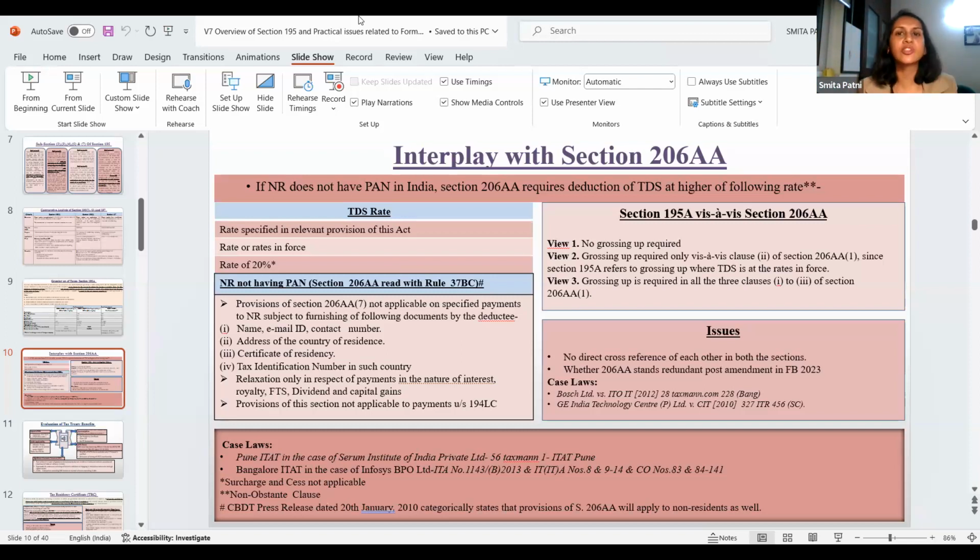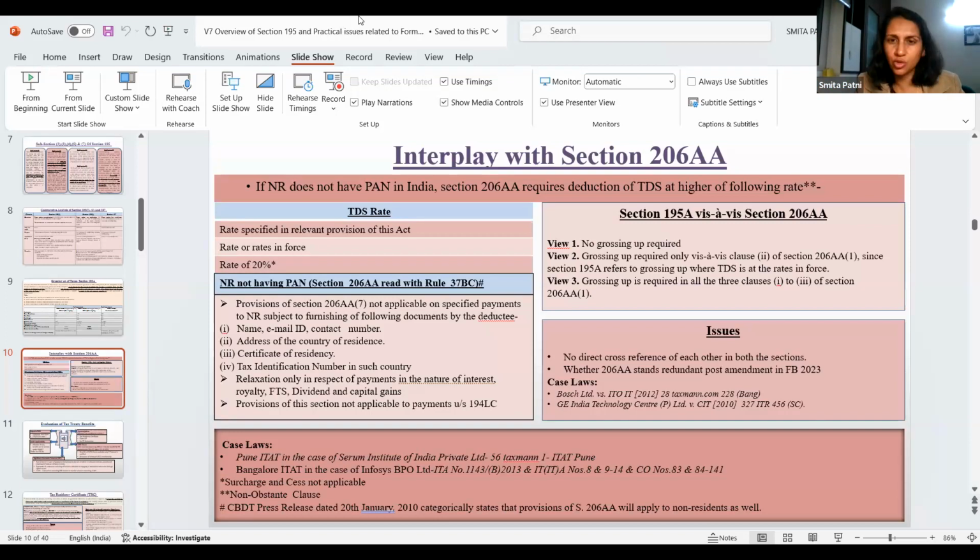194LC is already excluded from 206AA. 194LD and LB are already excluded from section 195 only, but not specifically excluded from 206AA. 194LC is excluded, and there is also a sunset clause in 194LB, LC and LD, which is up to June 2023 only. So obviously for LB and LD we might still test 206AA, or in case of business profits, we may still test 206AA.